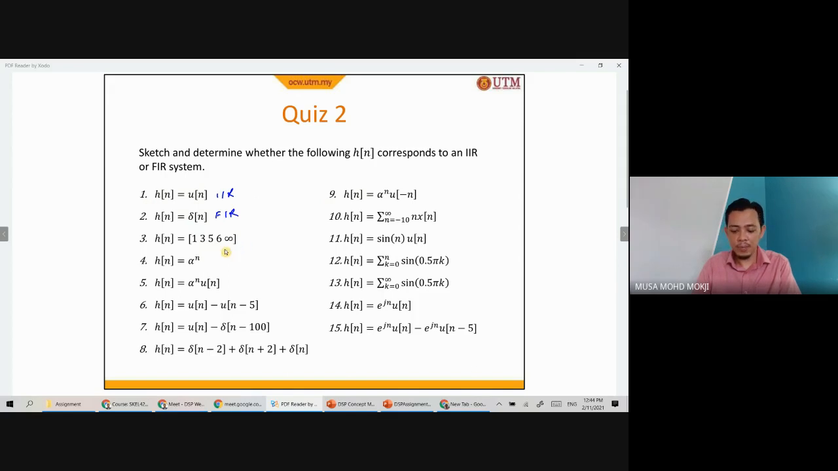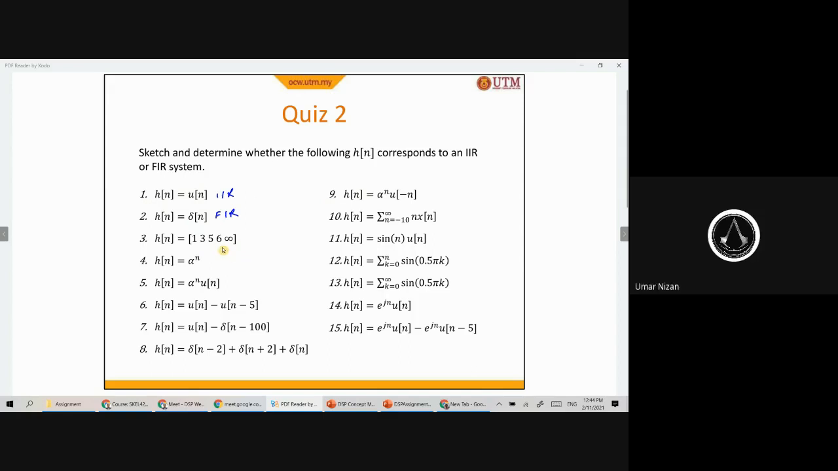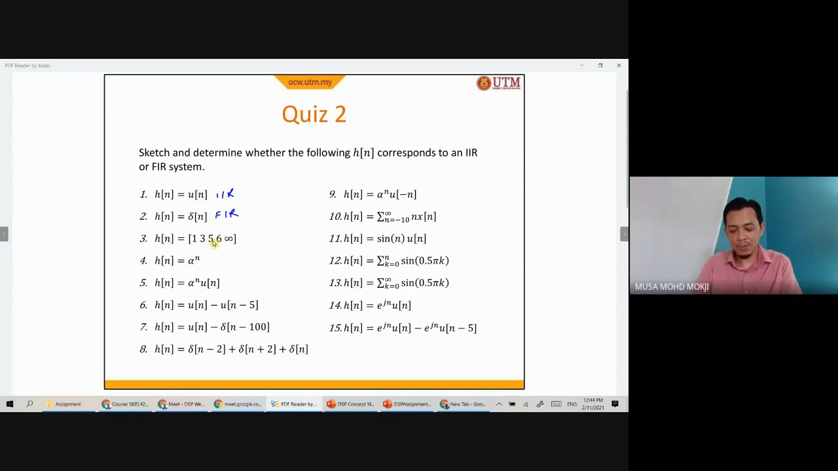So how many samples? Because if we say FIR, you need to answer how many samples. 5 samples. Right, 1, 2, 3, 4, 5. Correct. It just happens that the last sample is infinity, but this is not the index. The index for this one is 0, 1, 2, 3, 4. How about this one? h[n] equals alpha to the power of n.